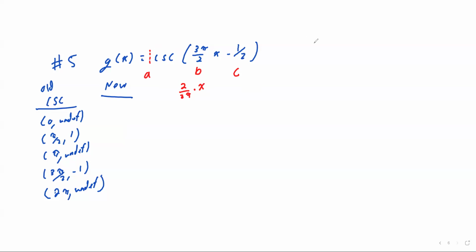My C is part of my phase shift. So this is going to be negative 1/2 divided by 3 pi over 2. So we do negative 1/2 times keep, change, flip. So this gives us negative 1 over 3 pi. So that is what I would need to add to my X value.